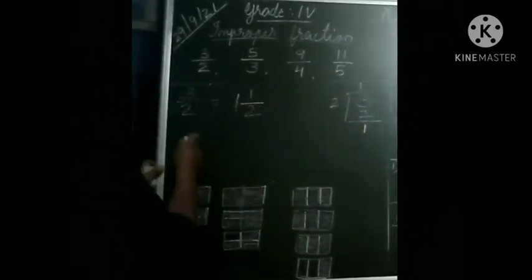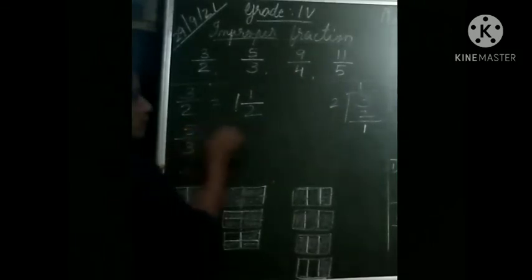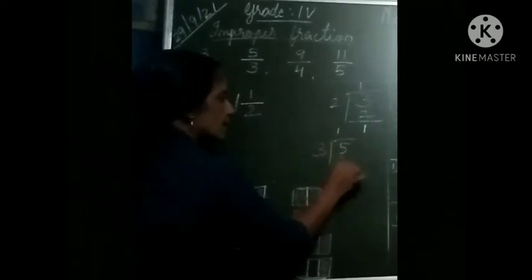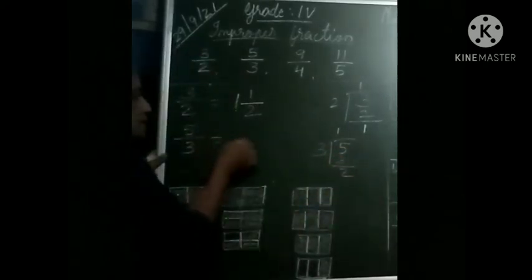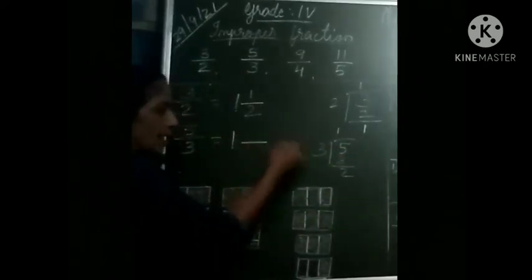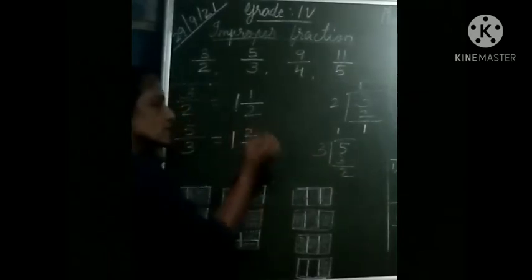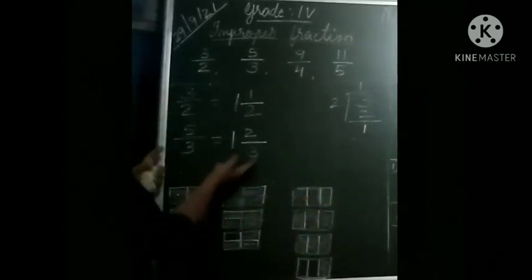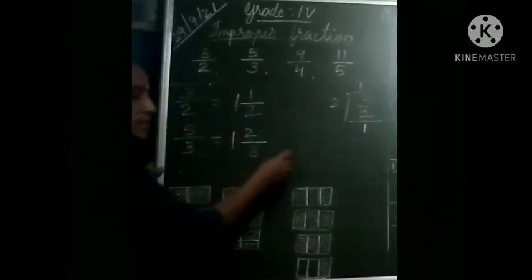Again, next one, 5 by 3. What is the meaning of 5 by 3? 5 by 3. 3 ones are 3, balance is 2. So, what is its meaning? 1, and numerator is 2, denominator is 3. 1 and 2 by 3. This is a mixed fraction. I changed the improper fraction into a mixed fraction.